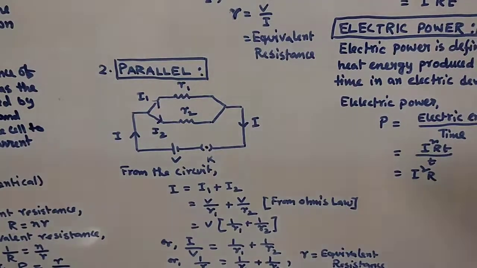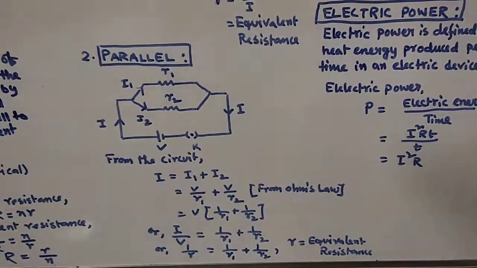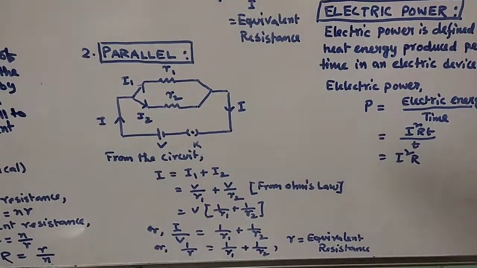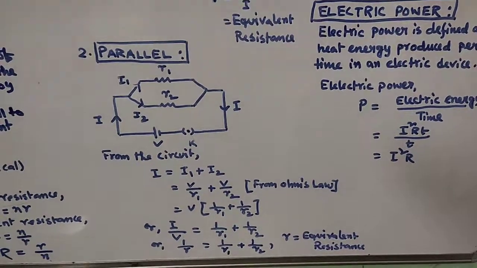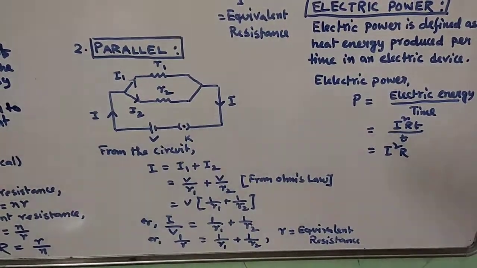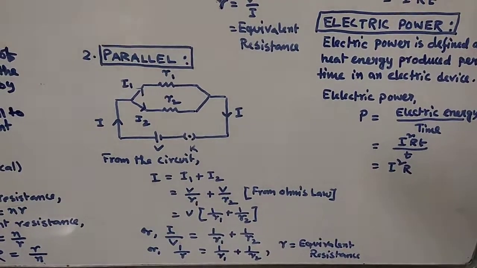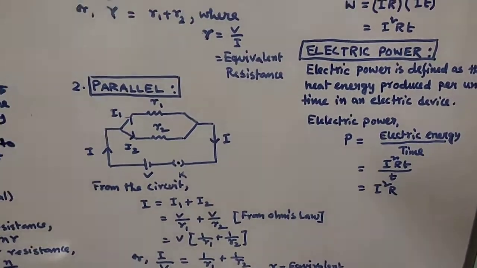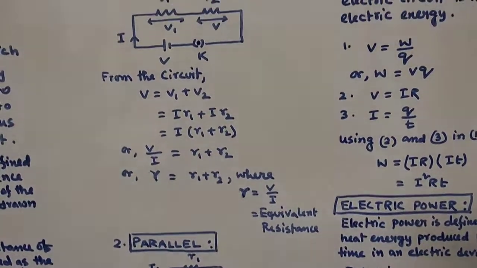Now V you can take it out on one side, that is your I by V. So I by V is your 1 by R1 plus 1 by R2. So I by V basically is your 1 by R, and R is your equivalent resistance. So in parallel, 1 by R equals 1 by R1 plus 1 by R2. So in numericals it also comes, but a few things we have to keep in mind.